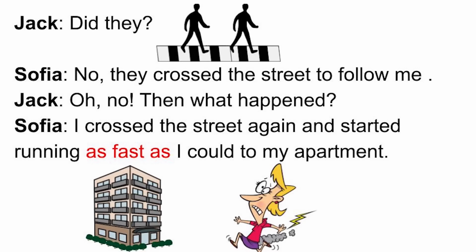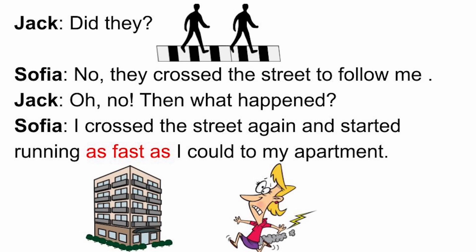Very good. And Sophia continues explaining, I crossed the street again and started running as fast as I could to my apartment. I crossed the street again. We hear the T in crossed linked to the next word. Crossed. It's a stop T. Link it to the next word. I crossed the street again. The T in street is between vowels, so it changes to a fast D. Street again.